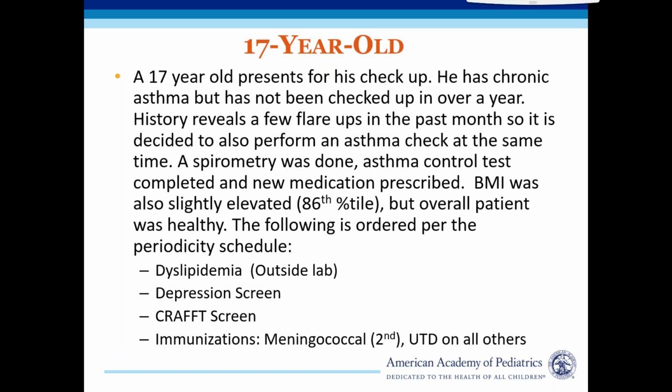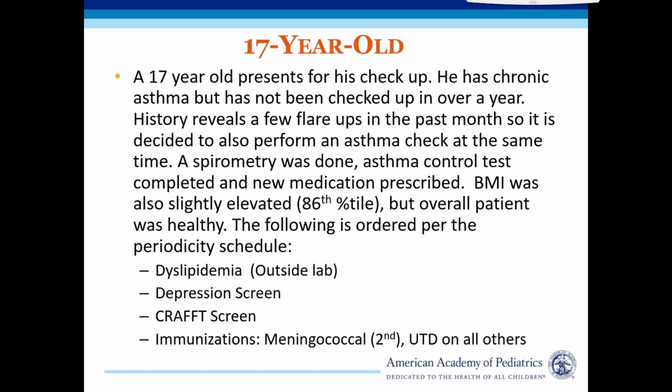So a 17-year-old presents for his checkup. He has chronic asthma, but has not been checked up in over a year. History reviews some flare-ups. A spirometry is done, an asthma control test completed, and new medication prescribed. BMI is slightly elevated, but overall patient is healthy.